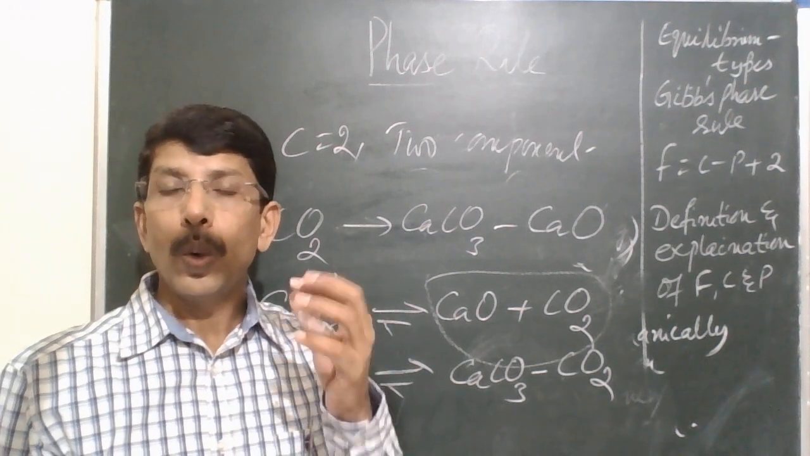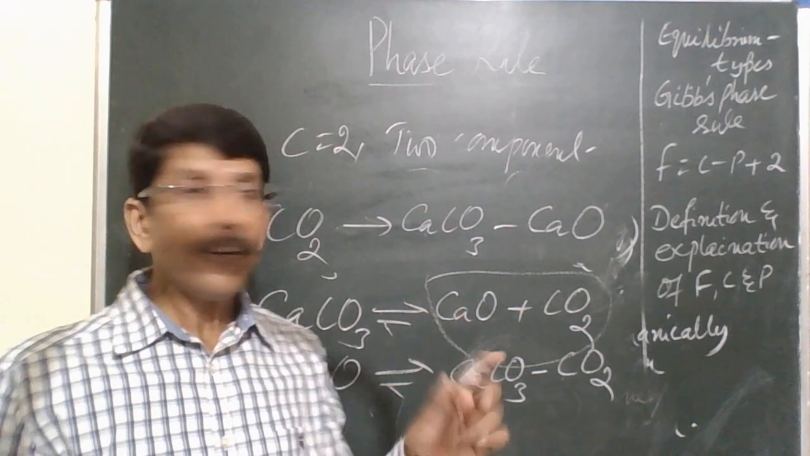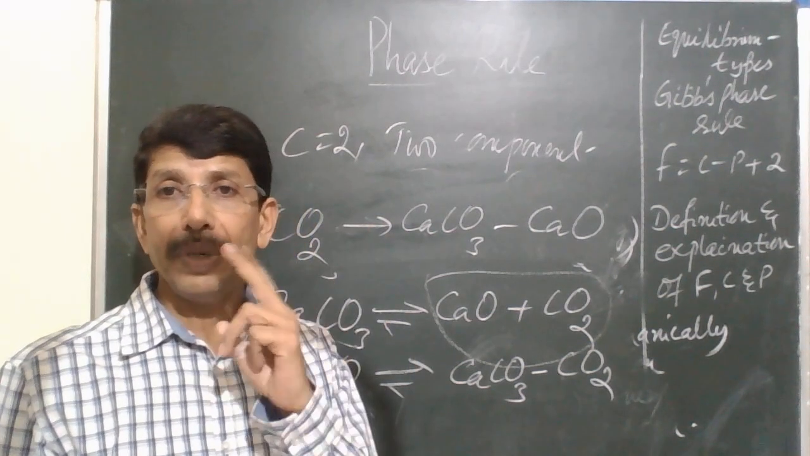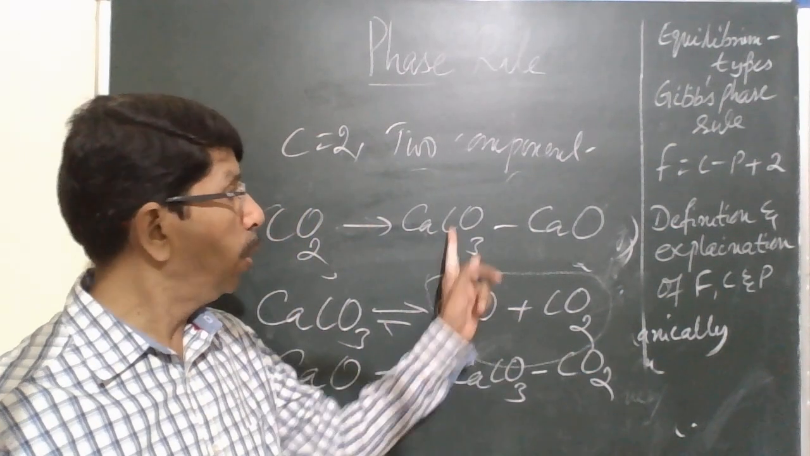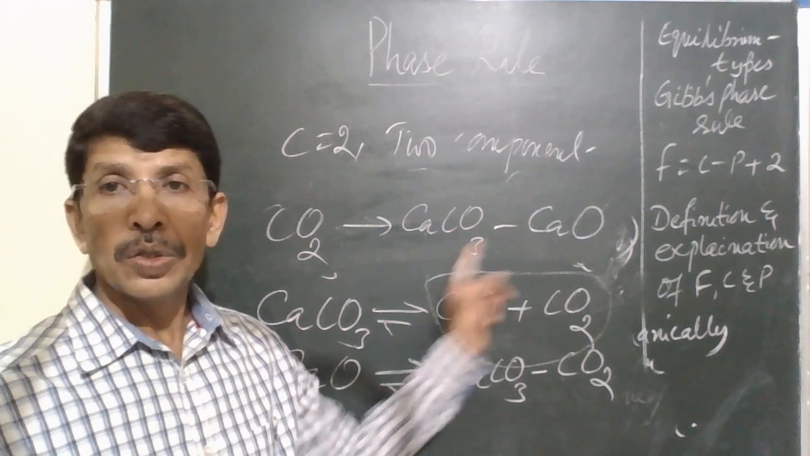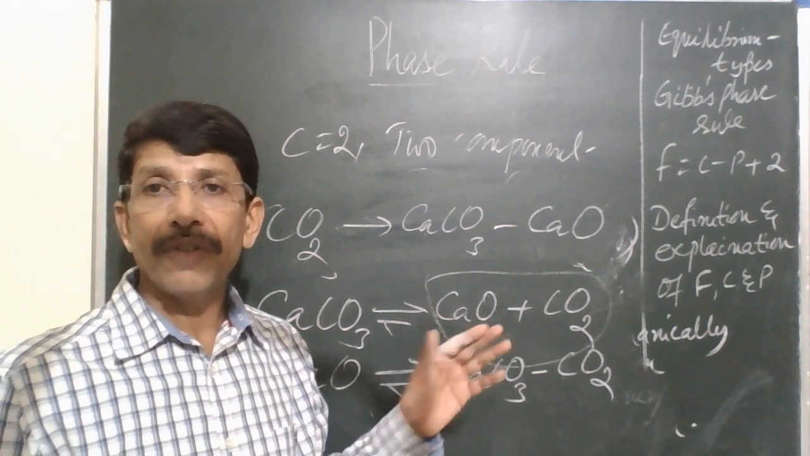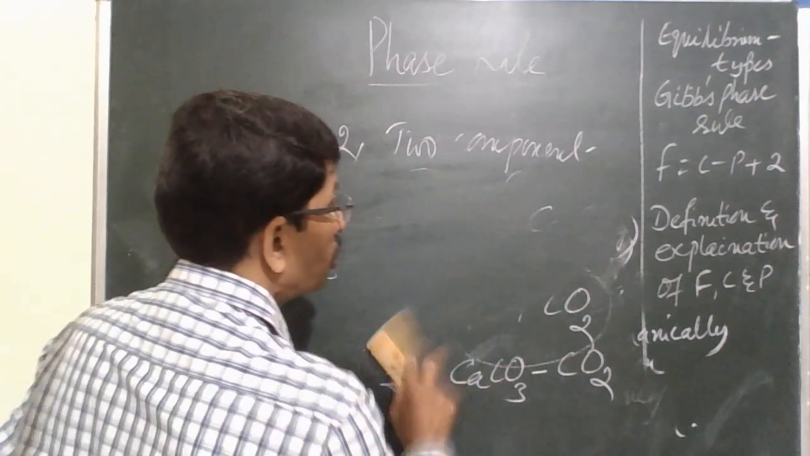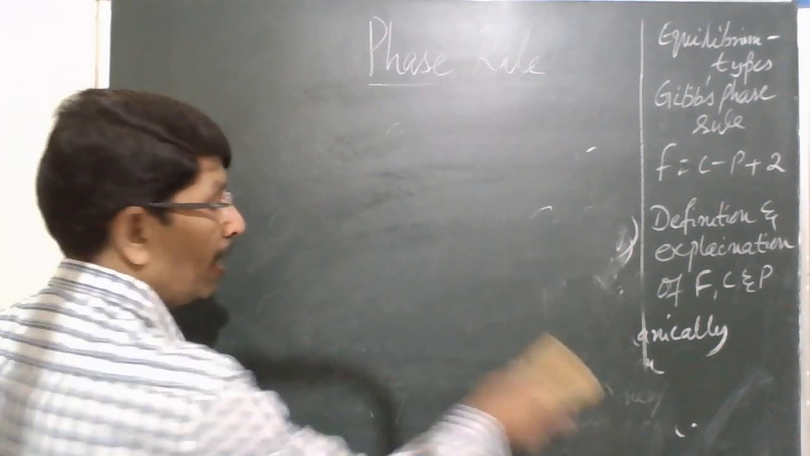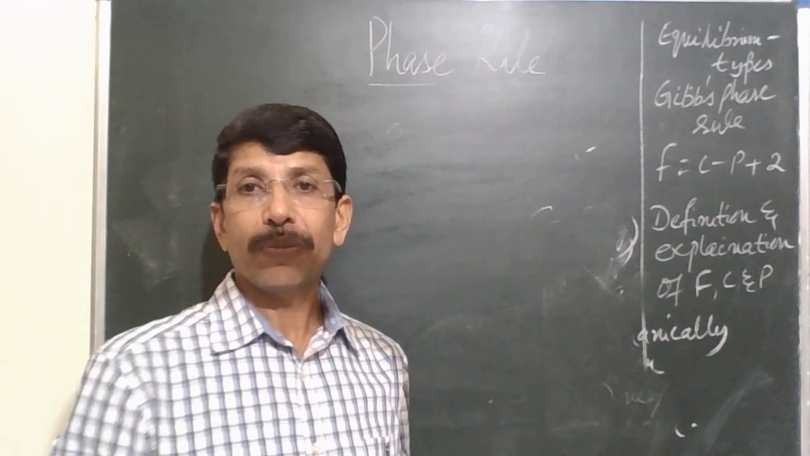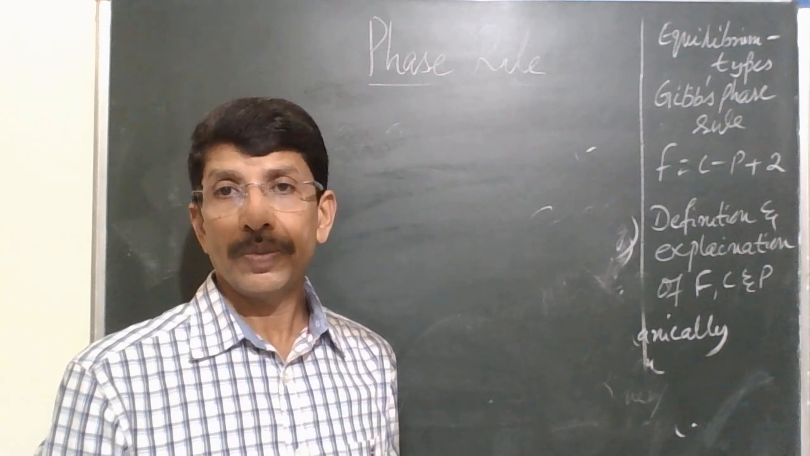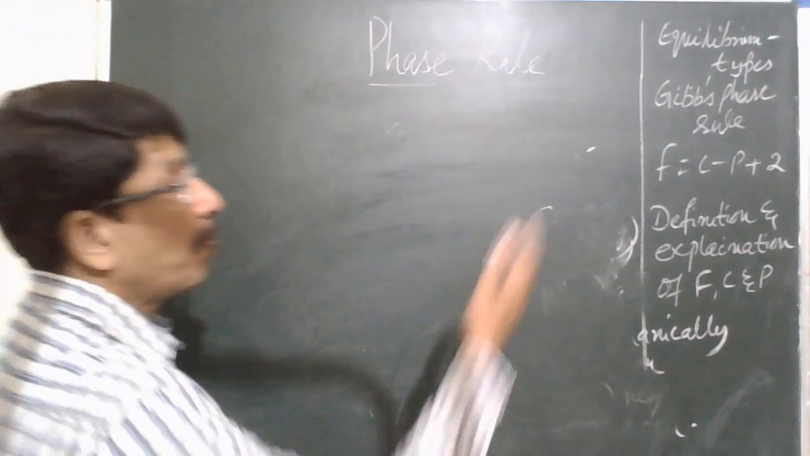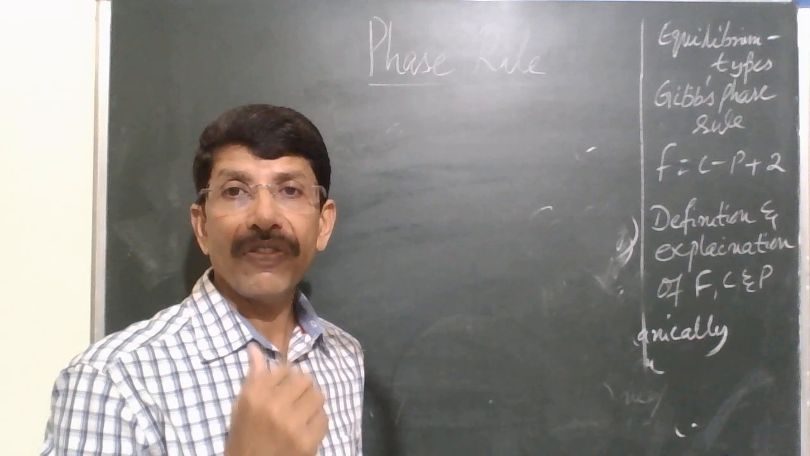So this is how the composition of each phase in the equilibrium for decomposition of calcium carbonate can be expressed only with the help of 2 constituents. So again, the decomposition of calcium carbonate and its equilibrium is an example of 2-component systems. So C is 2 for calcium carbonate equilibrium system, right? So that's the meaning of components, I'm sorry. C stands for number of components.